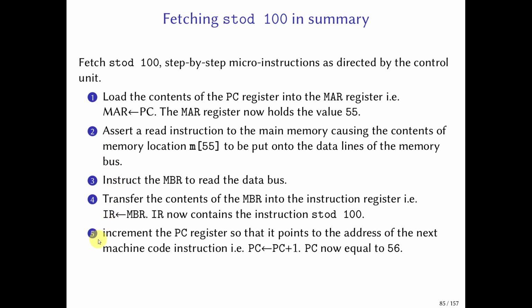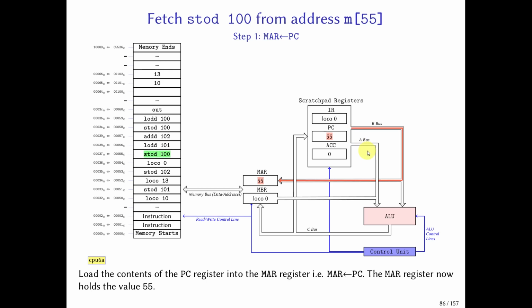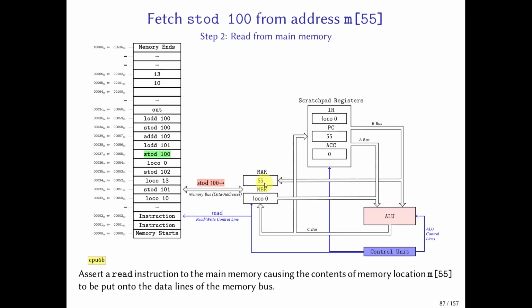5 steps to each fetch. Only thing that differs from the previous examples of the fetch is the value of the PC register, which on this occasion will be 55. And again, we can quickly step through the animation. 55 gets copied from the PC register into the memory address register. The control unit then sends a signal to the circuitry of the main memory, which is read.